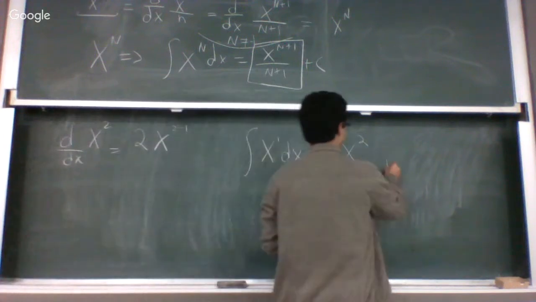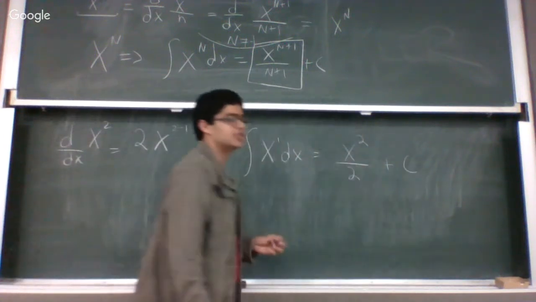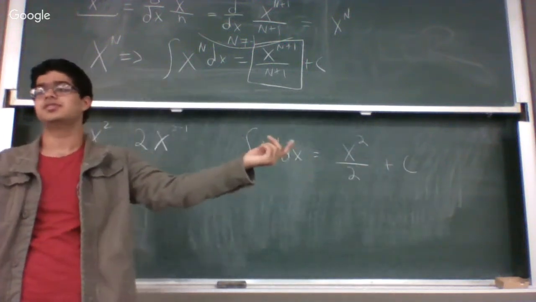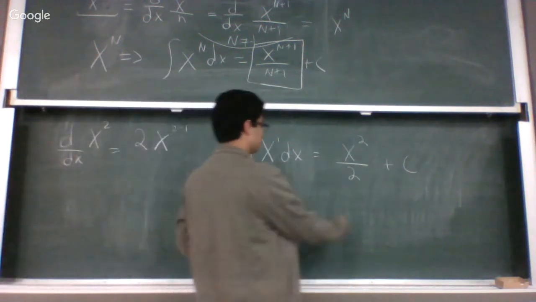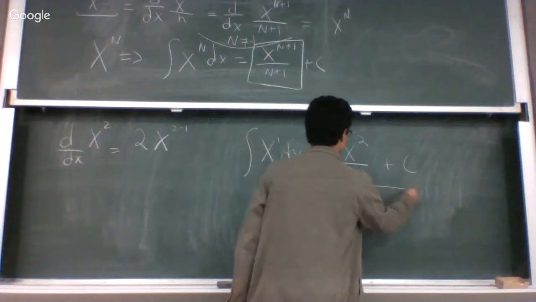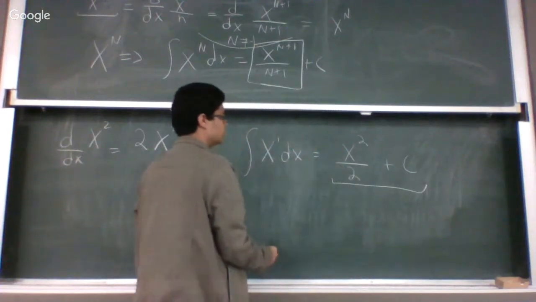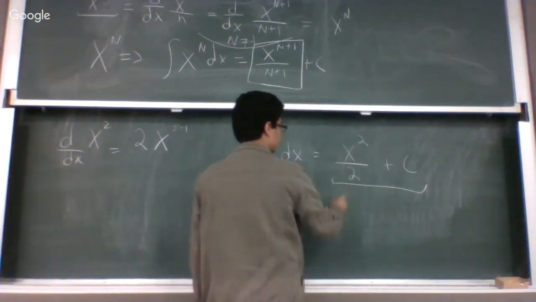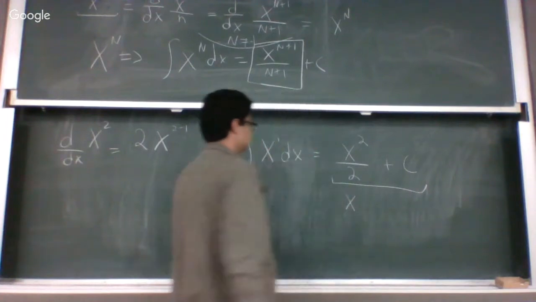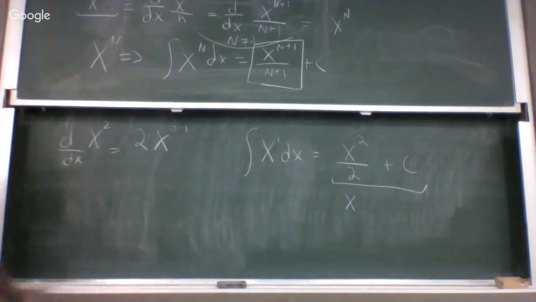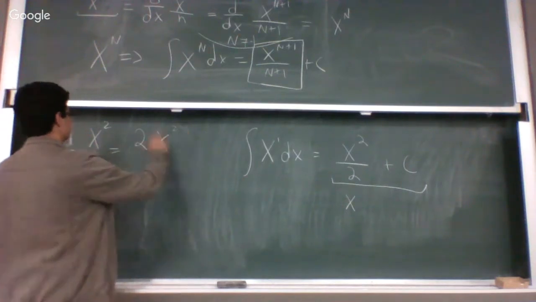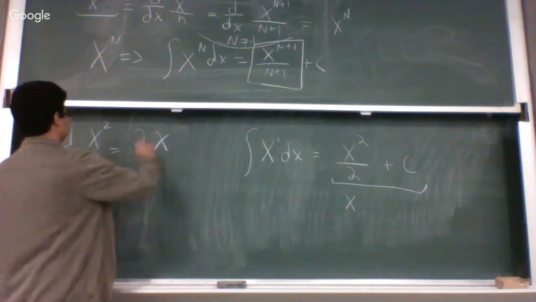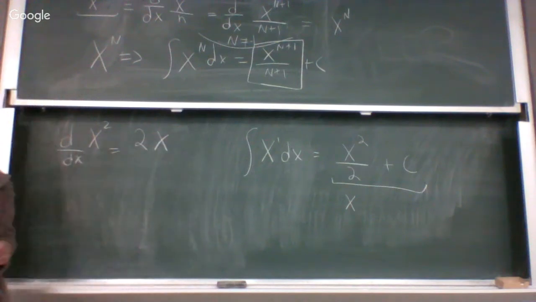Now we can't forget plus c, because the derivative of any constant is 0. So if we were to take a derivative of this, we would bring down the 2, we'd get x. Okay? So that's just x. Coming back to 2x, the derivative is 2x. Okay?